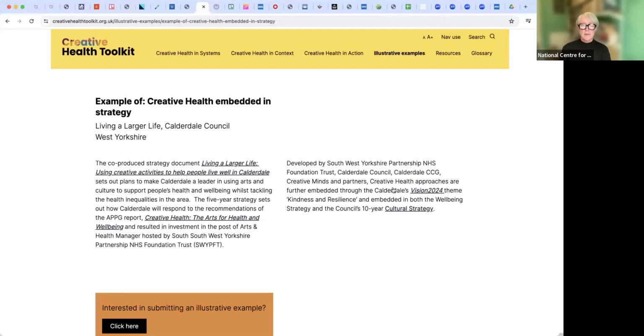So this is an example of how a strategy, living a larger life, which set out plans to make Calderdale a leader in using arts and culture to support people's health and well-being, led then to a strategic post hosted by South West Yorkshire Partnership NHS Foundation Trust, and that has gone on to inform the West Yorkshire ICB's Joint Forward Plan, which has a large section on creative health.